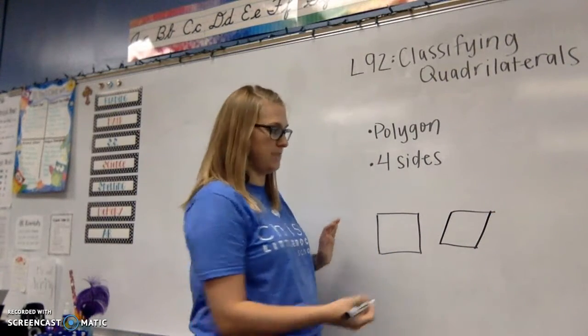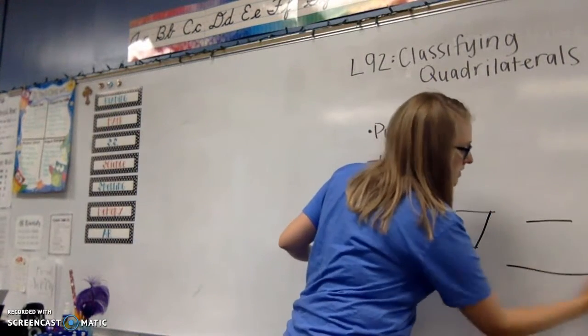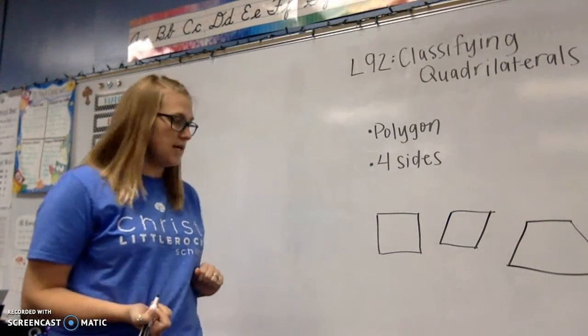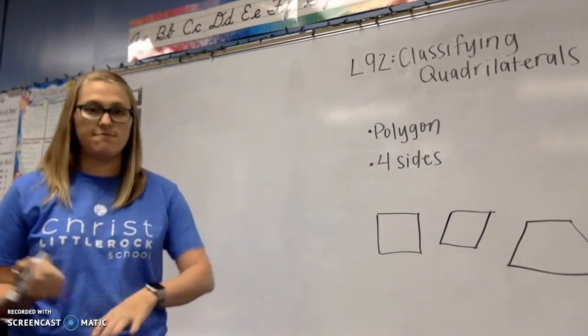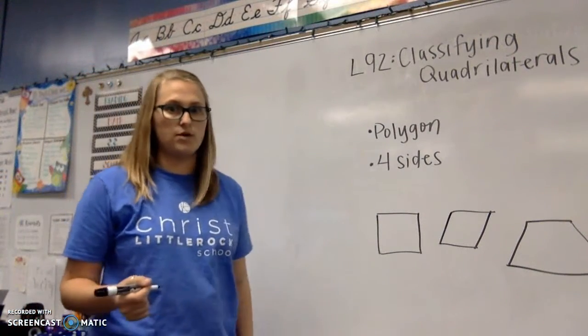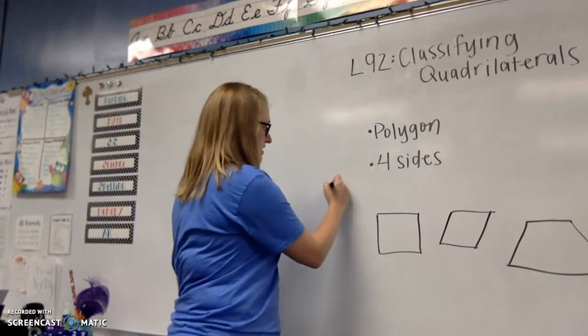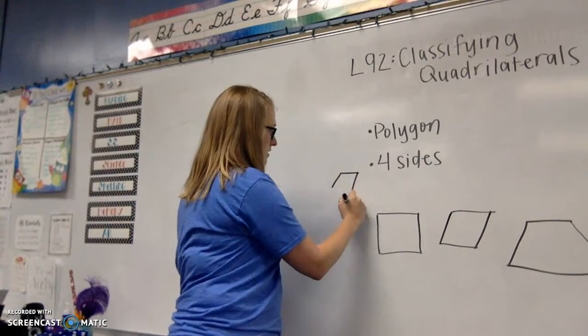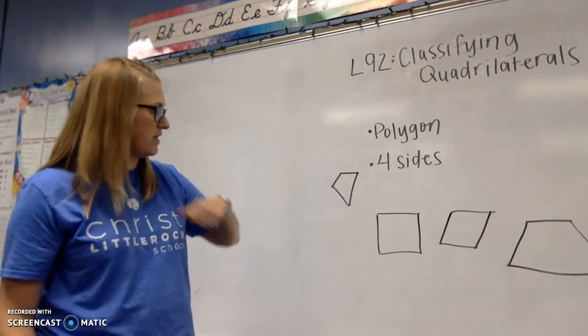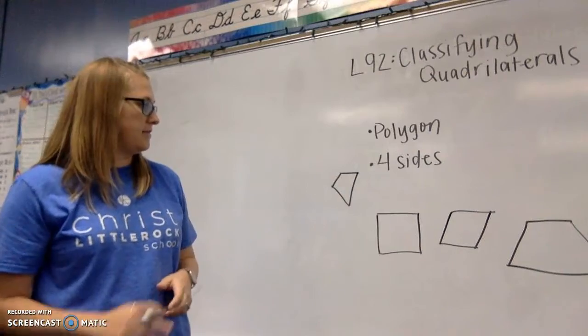And then we have a trapezoid, which we've seen before, which looks like that. And if it doesn't follow any of the rules, it is just a plain quadrilateral. So none of the sides are equal, there are no 90-degree angles, nothing like that.